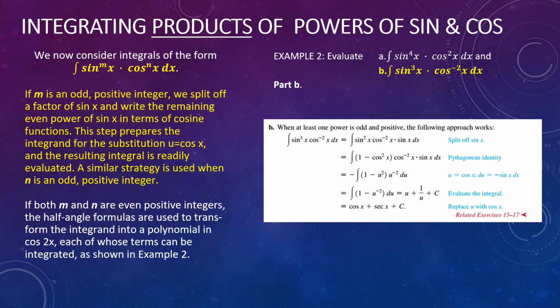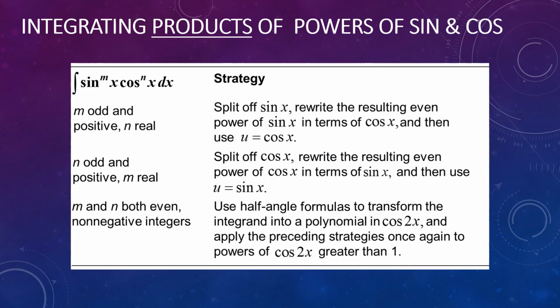And two kind of straightforward strategies to use. And so here are those strategies. When you're integrating a product of powers of sine or cosine, if the power on sine is odd, then split off a sine x, rewrite the resulting even power of sine x in terms of cosine x, and then use u equals cosine x.